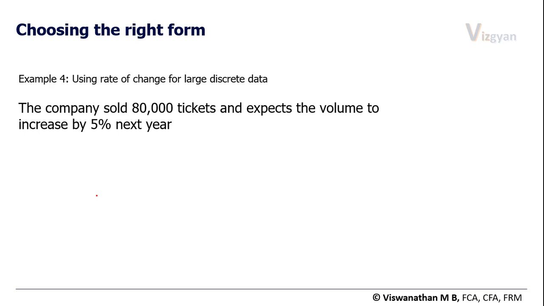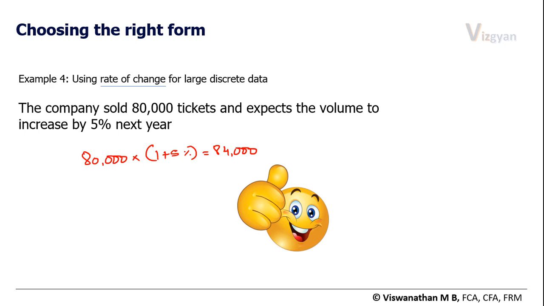So the company is selling 80,000 tickets and they expect the volume to increase by 5% next year. So what would be the sale volume next year? Sale in terms of tickets. It's going to be 80,000 multiplied by 1 plus 5%, which works out to 84,000. We are using rate of change, but we are still getting a whole number. This sounds absolutely fine. So how does it work here?